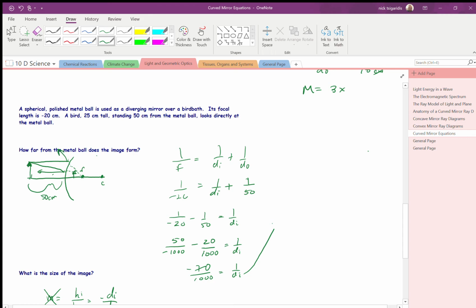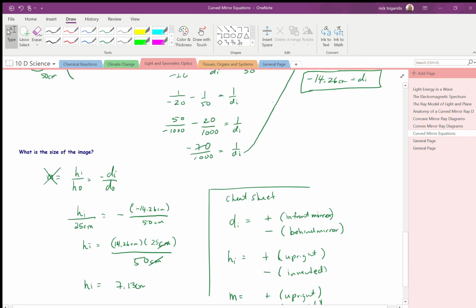But again, as I mentioned in the previous questions, we're not interested in 1 over di, we're interested in di. So 1,000 over negative 70 is equal to di. And when I do the math, I end up with negative 14.26 centimeters for di, which agrees with the image that we drew up there. So we know it's closer than 20, we know it's behind the mirror, so it's going to produce a negative value here. So that's good, this agrees with our findings.